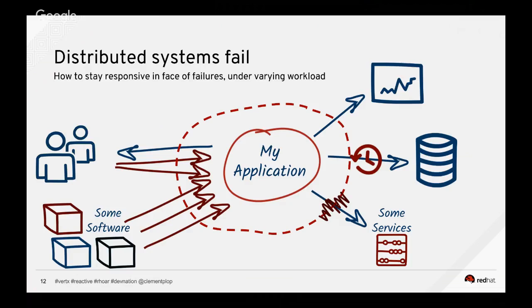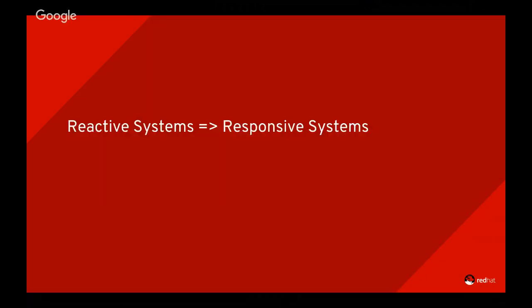And what happened was what we all know about distributed systems: my monitoring was telling me that I was dying. The whole system was collapsing under the load. So the main question is, how can we stay responsive in the face of failures and under varying workload when we don't control anything? And actually, that's exactly the purpose of reactive systems.